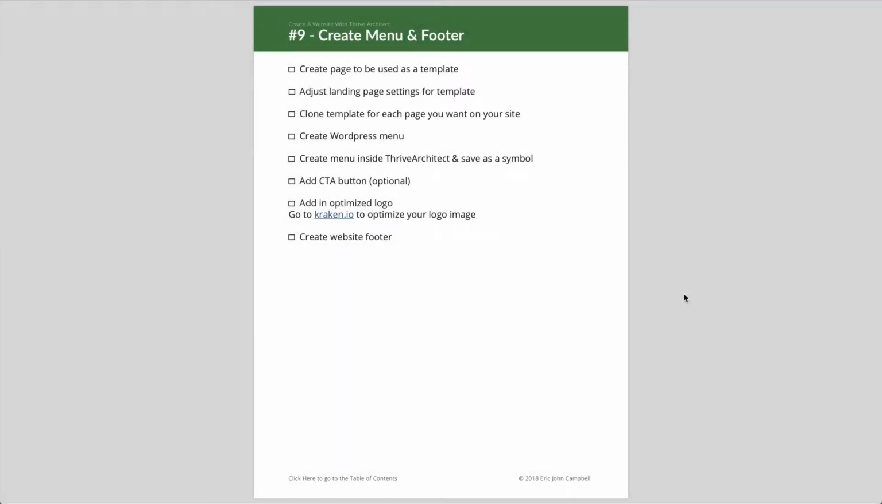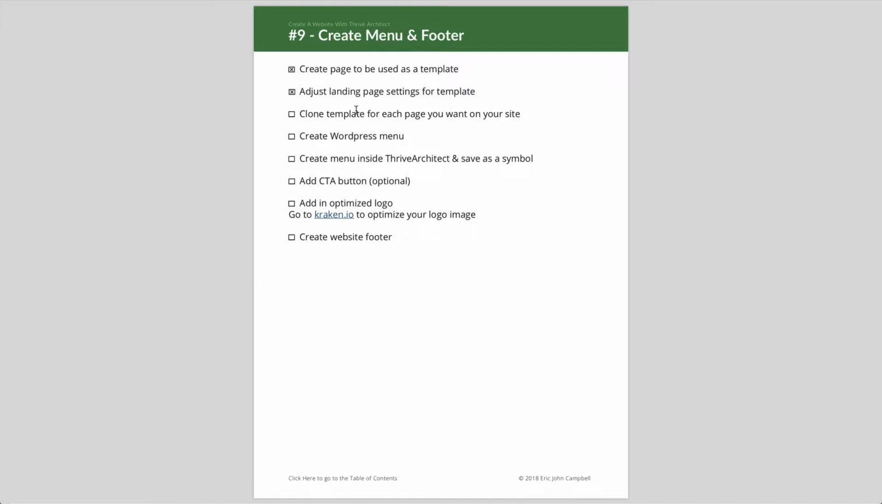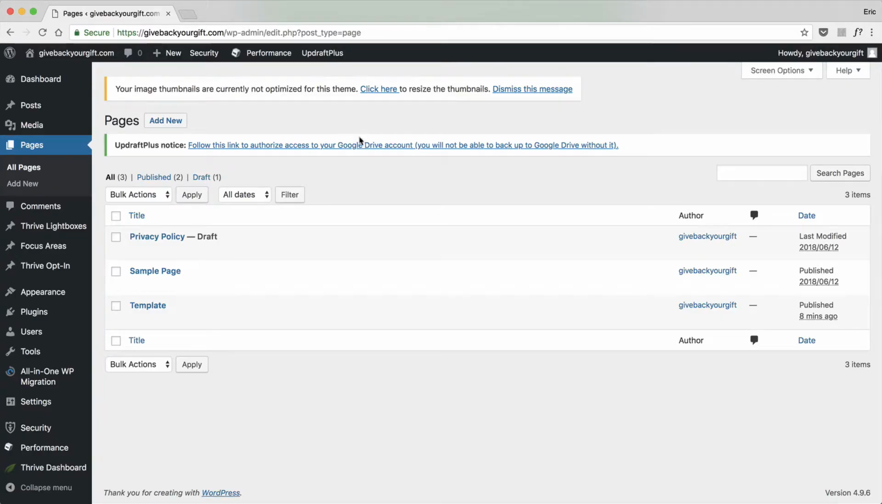Now I'm going to show you how to create a menu and a footer for your website. So that's our template. And once we've created that template, we want to clone that template for each page on our site. For the sake of this tutorial, I'm going to be creating a home page and a tools page. And therefore, I want to clone it twice. To do that, you hover over this and click clone.